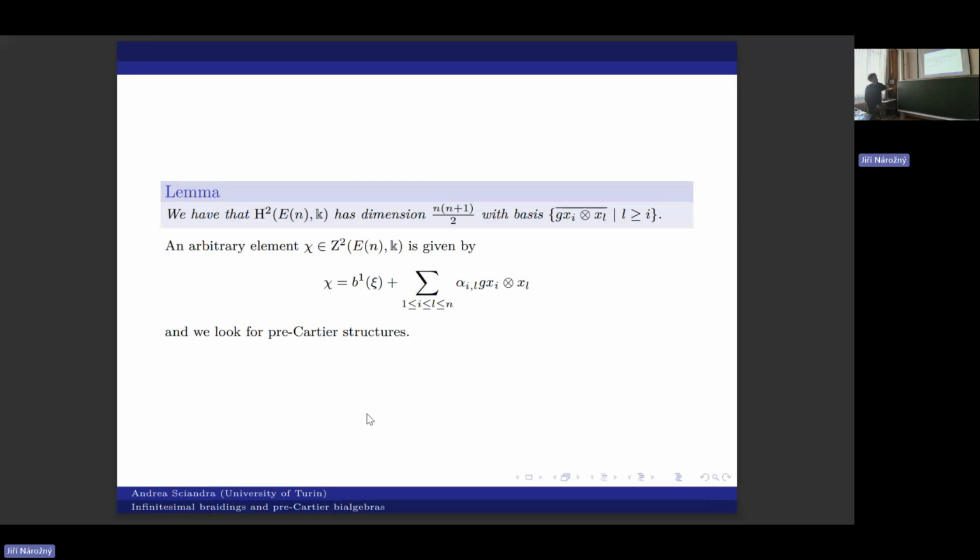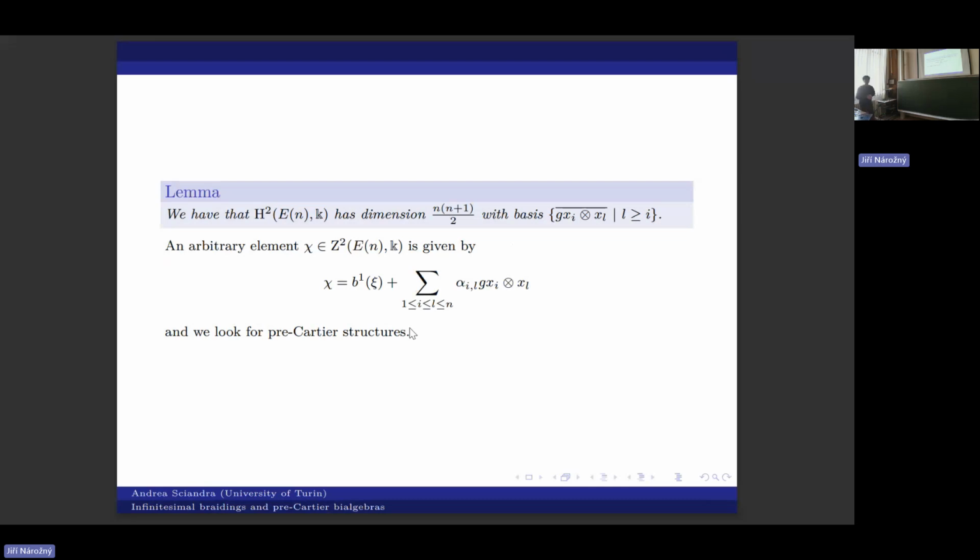In fact, we first classify the 2-cocycles. We know that an infinitesimal R matrix is always a 2-cocycle. We have seen this before in our result. And what we can prove is that the second cohomology group has dimension n times (n plus 1) over 2, with this basis. So this means that an arbitrary 2-cocycle for En is just a 2-coboundary plus this other part here, where we just have x_i tensor x_l for all i and l, let's say.